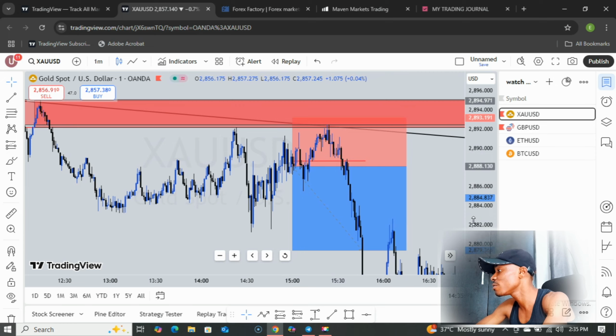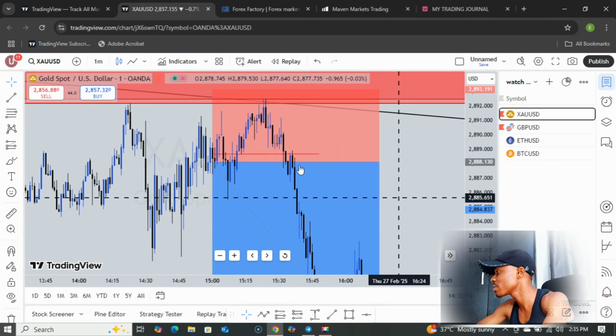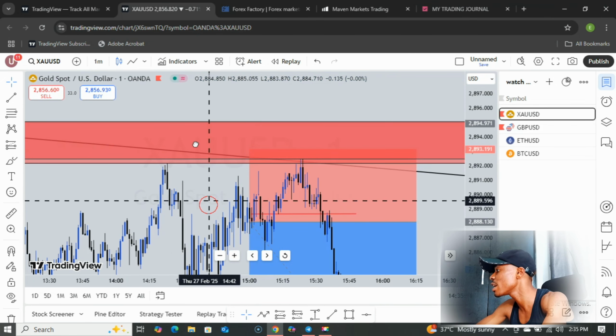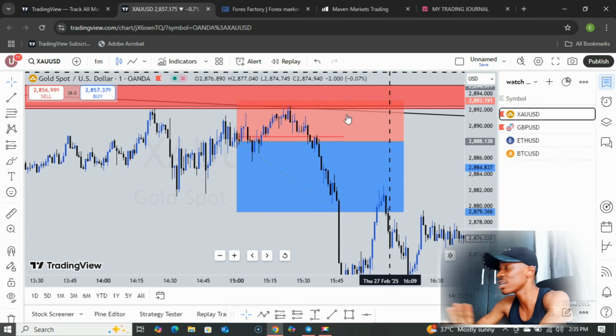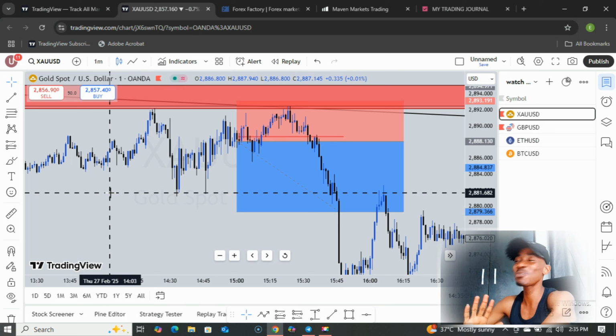So when I saw this shift, I was like, okay, let me get in. I got in. My stop was above, and it didn't even take up to 30 minutes. Under 20 minutes I was done. I came to my journal and documented it. And this is one funny thing: when I take losses, it used to be difficult to journal the trade, but when I take wins, it's very easy.